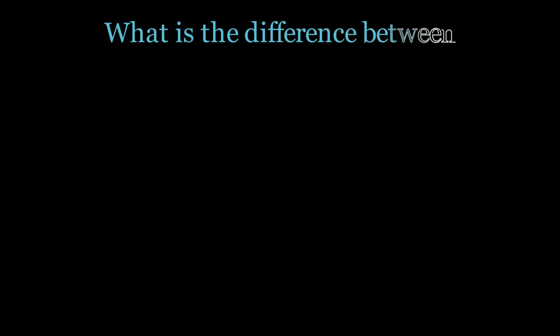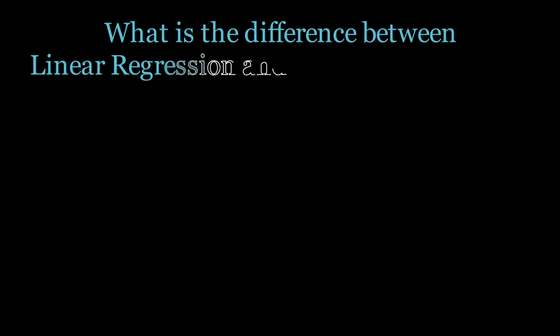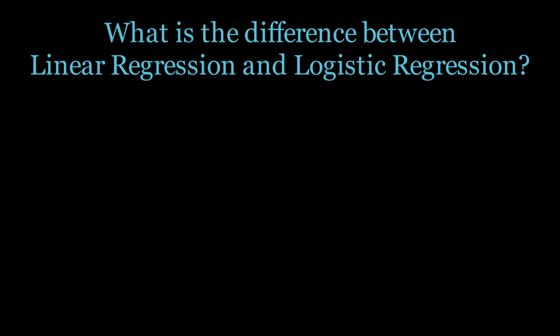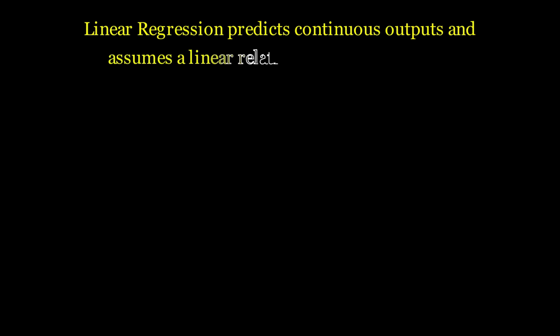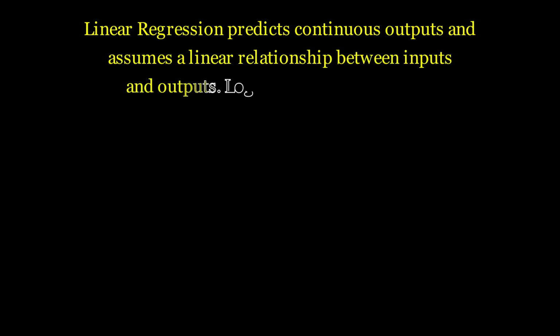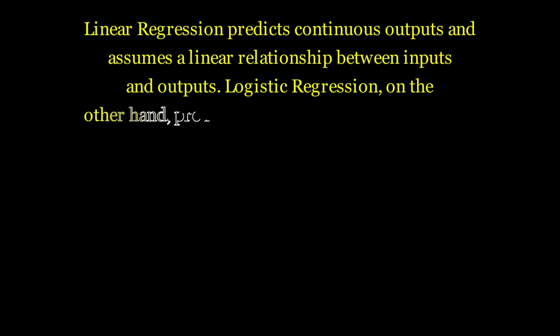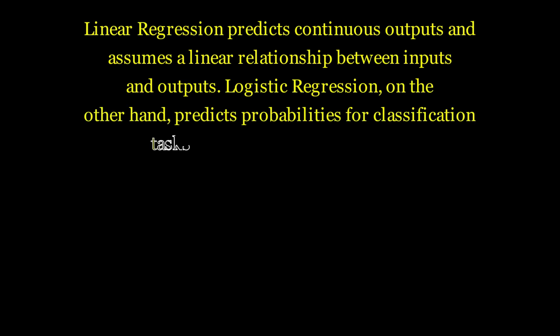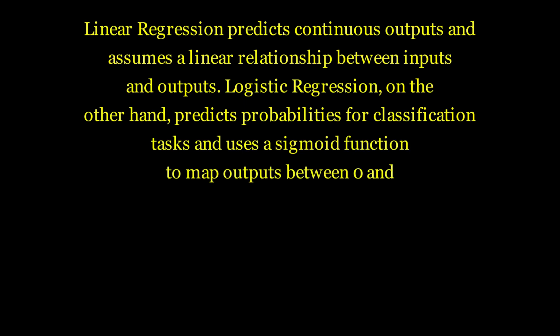What is the difference between linear regression and logistic regression? Linear regression predicts continuous outputs and assumes a linear relationship between inputs and outputs. Logistic regression, on the other hand, predicts probabilities for classification tasks and uses a sigmoid function to map outputs between 0 and 1.